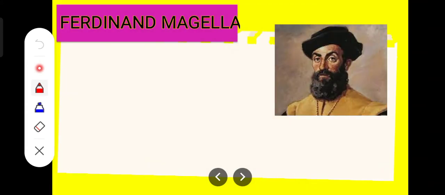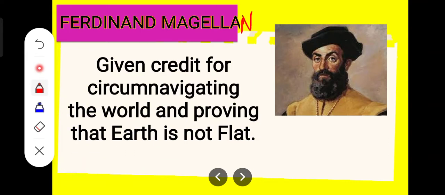But as time passed by, here comes Ferdinand Magellan. Ferdinand Magellan is a Portuguese explorer. He led the first European voyage of discovery to circumnavigate the world. So he was given credit for circumnavigating the world and proving that the earth is not flat. So, ang ginawa ni Ferdinand Magellan, he traveled around the world using a ship. For example, he traveled along the ocean and went back from another direction. Okay? So, that one is Ferdinand Magellan.